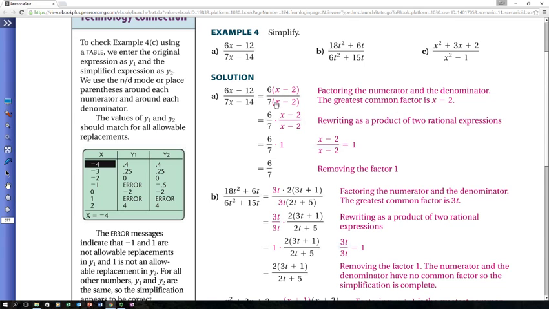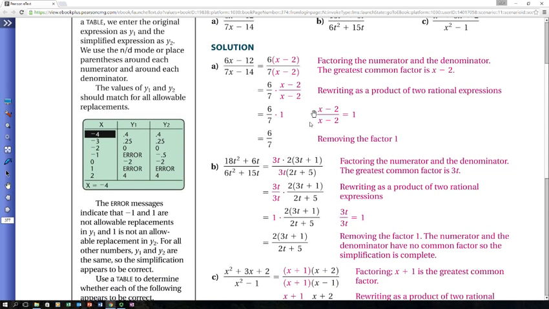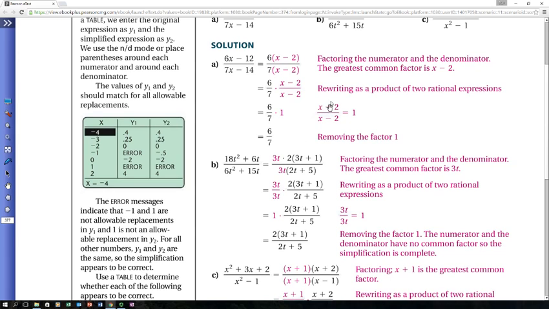Now that they're factors, things that are multiplied together, we can break this up into different fractions. So I get 6/7 times (x minus 2) over (x minus 2). Well, (x minus 2) over (x minus 2) has the same denominator and numerator, so that's equal to 1. By removing the factor of 1, basically I do the multiplication by 1, and I get 6/7. So this expression simplified is 6/7.